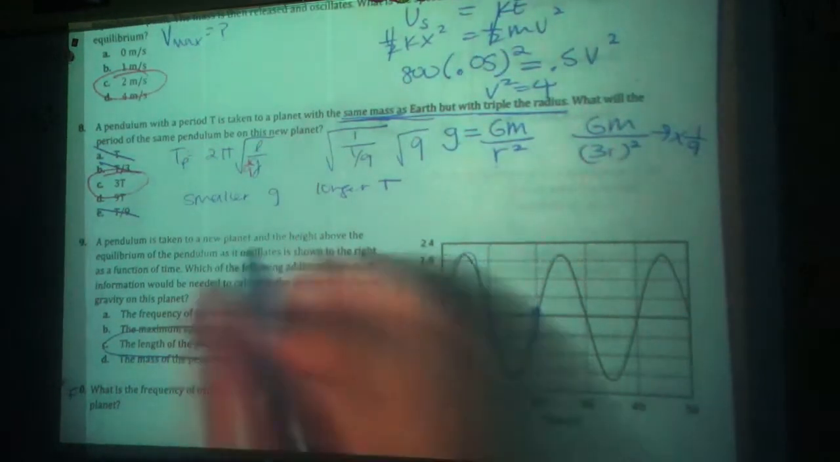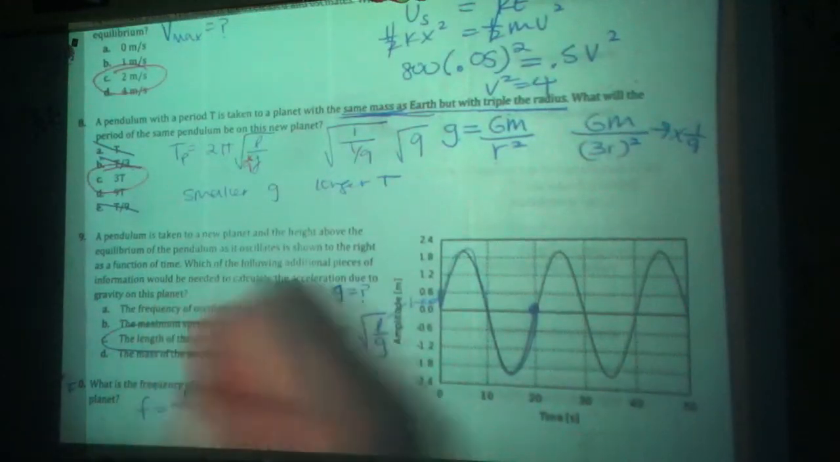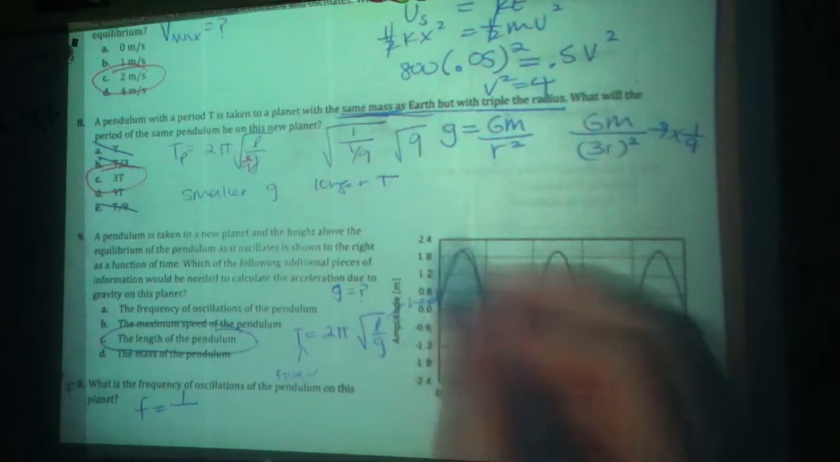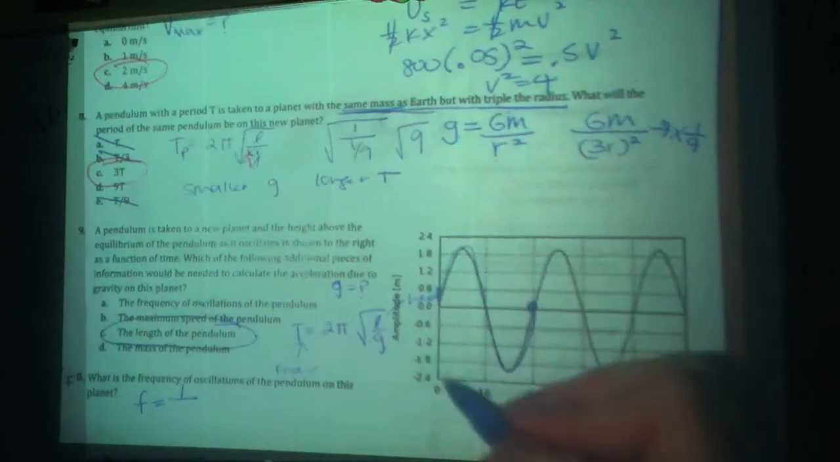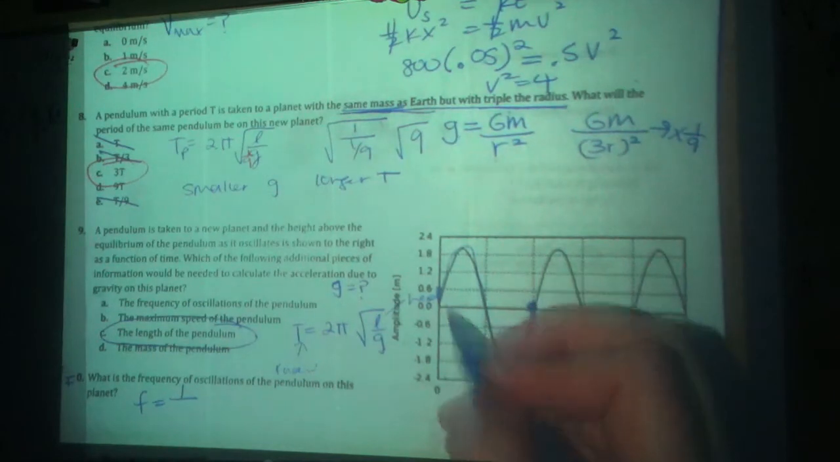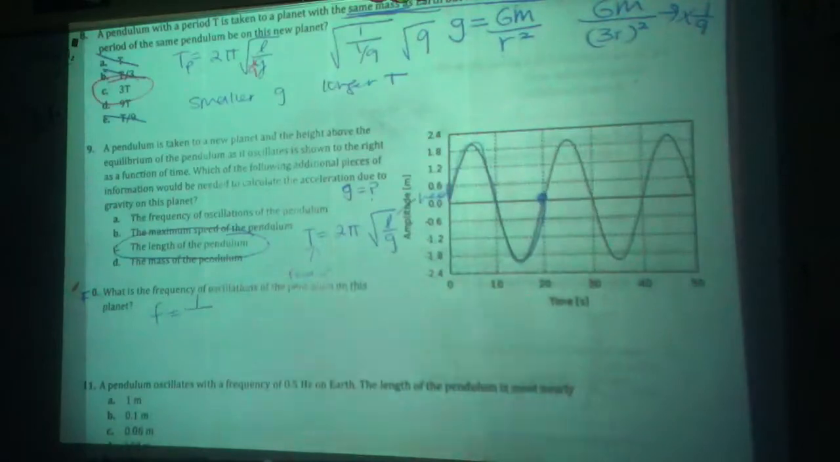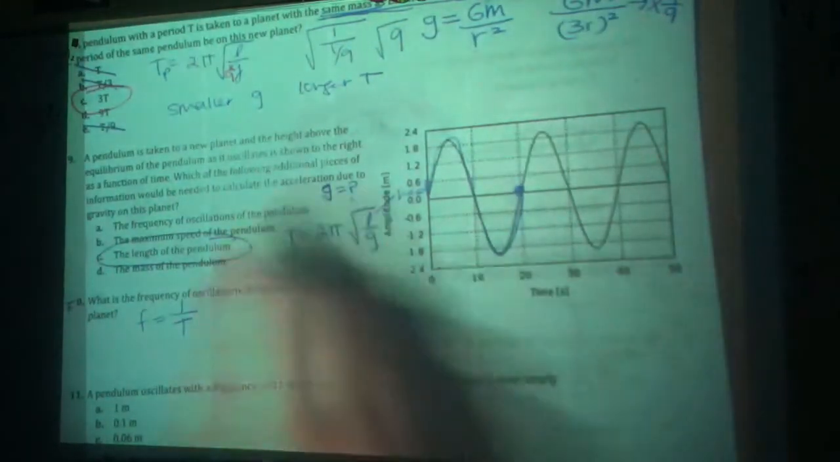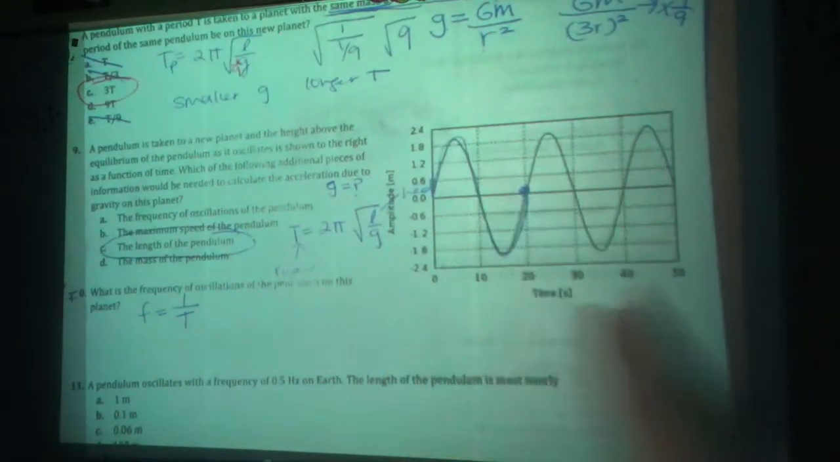And what is the frequency of oscillations? Well, frequency is how many waves you get in 1 second. So in a single second, not waves, I keep saying that, oscillations you get. So in a single second, you're only getting part of an oscillation. But the easiest way to think about it is just 1 over the period. And if you look, the time for one oscillation is 20 seconds.